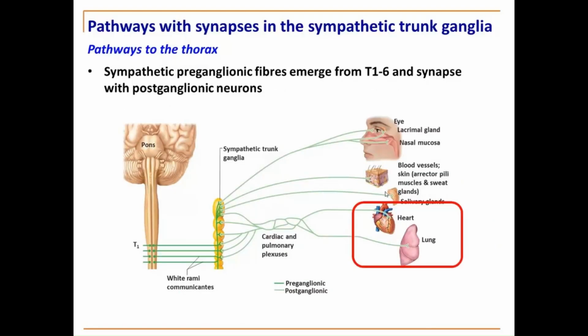Now, if we're looking at the pathways to the thorax, in this case your sympathetic preganglionic fibers emerge from T1 down to T6 and go on to synapse with your postganglionic neurons, which move through very complex plexuses, your cardiac and pulmonary plexuses, and can then synapse with the heart and the lungs. Again, we're showing the preganglionic and postganglionic neurons. And of course, what does the sympathetic nervous system do to the heart? It increases heart rate and increases contractility, so increases stroke volume. And in the lungs, obviously, dilation of the bronchioles and increased breathing rate through various mechanisms.